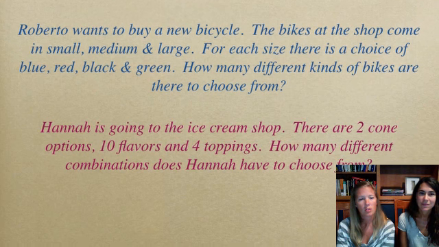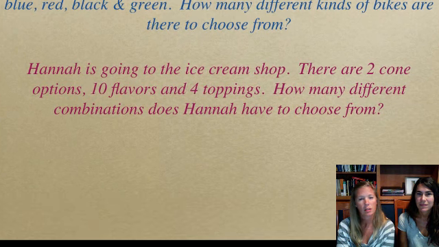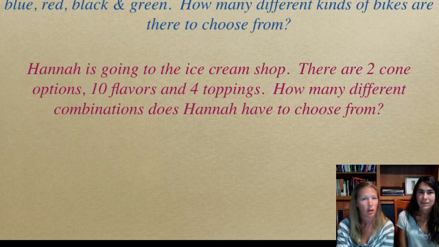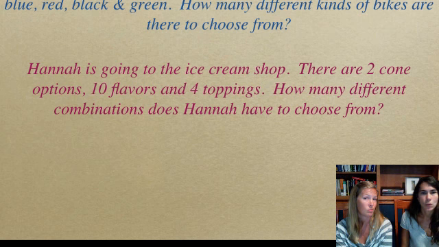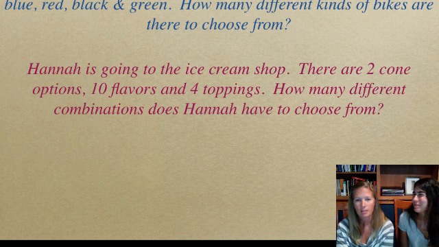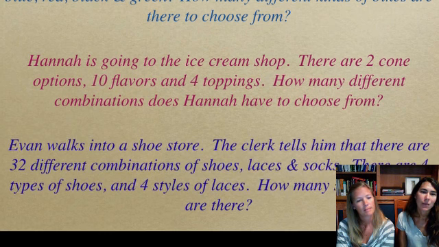The second one we want you to try is about Hannah. Hannah's going to the ice cream shop, and there are 2 cone options, 10 flavors, and 4 toppings. So how many different combinations does Hannah have to choose from? Ooh. So pause it, solve it, come back. And the last one. All right, last one.